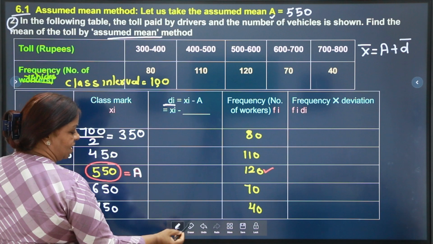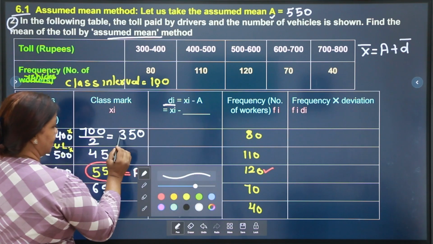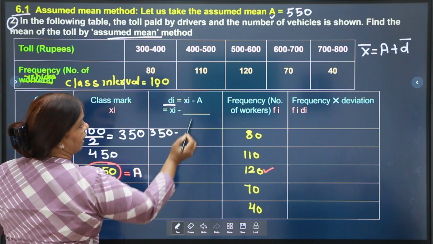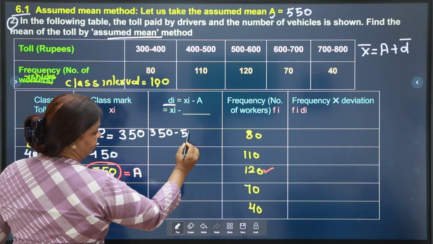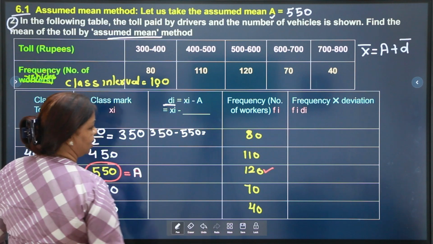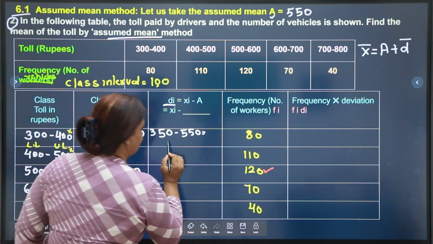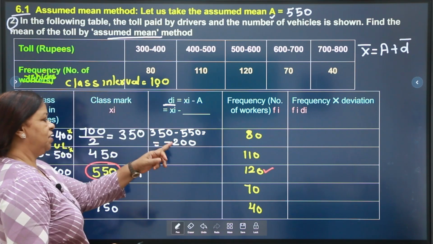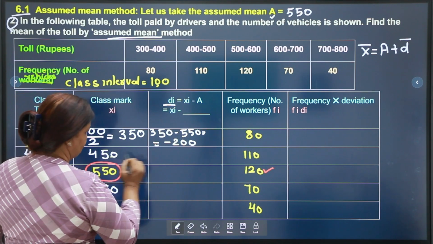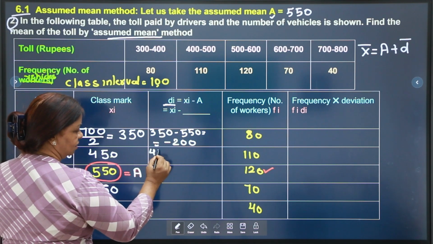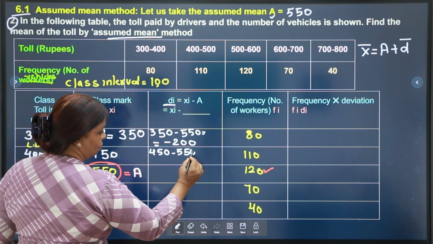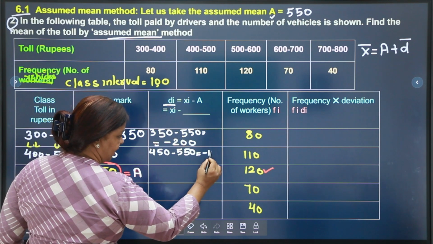Di is xi minus A. How much is xi? 350. 350 minus A, which is 550, okay. 350 minus 550 is going to be minus 200. 550 minus 350 is minus 200. Then 450 minus 550 is going to be minus 100.